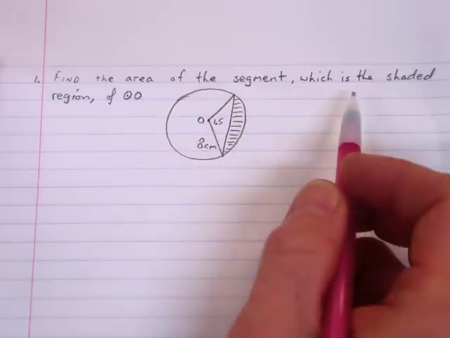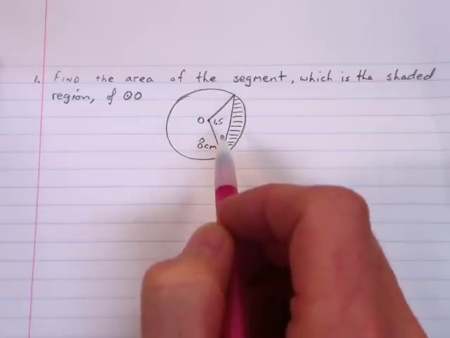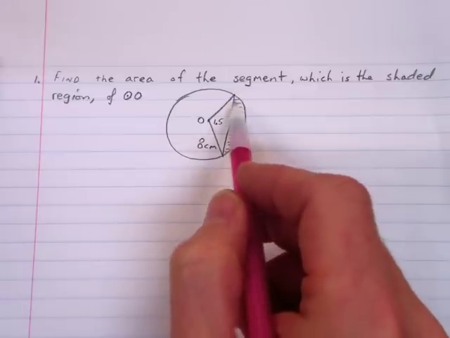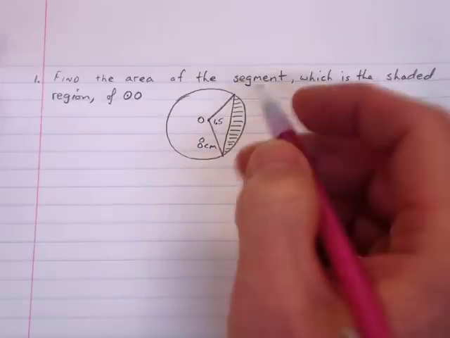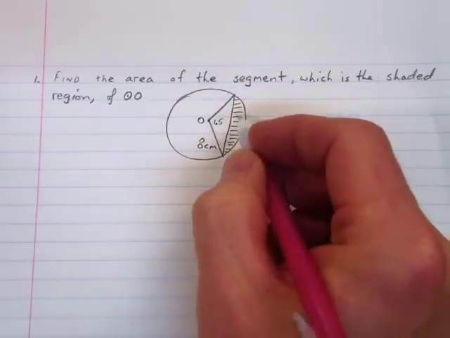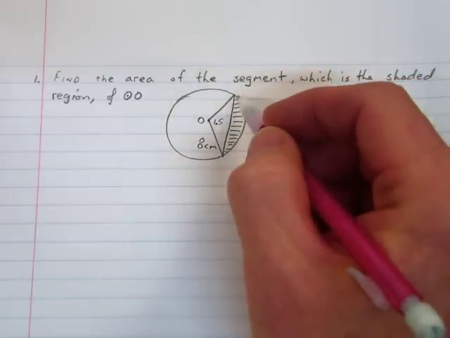Find the area of the segment which is the shaded region. As you found out in your reading of the text, this area shaded here is called the segment. How do we go about finding this? Well, let's look at the overall idea.